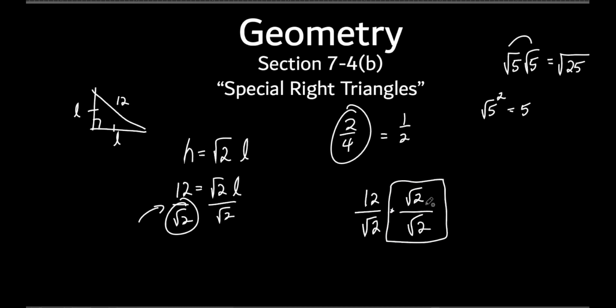What is it? It's 1. Anything divided by itself is 1. 3 divided by 3 is what? 1. 87 divided by 87 is what? 1. What's the square root of 2 divided by the square root of 2? It's 1.